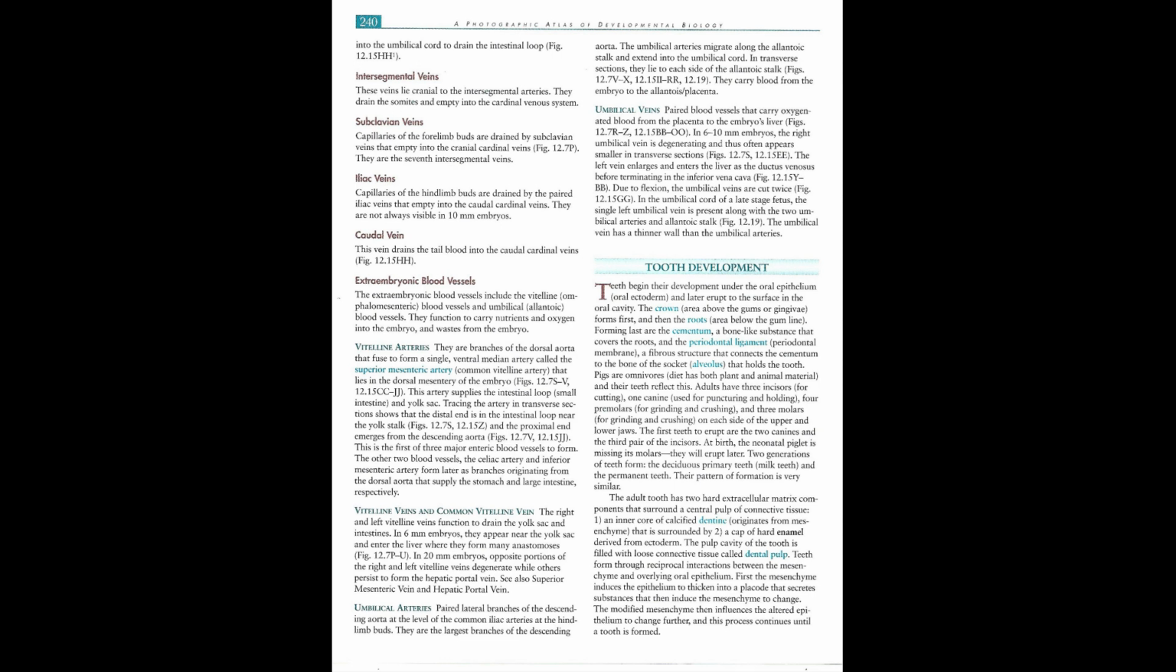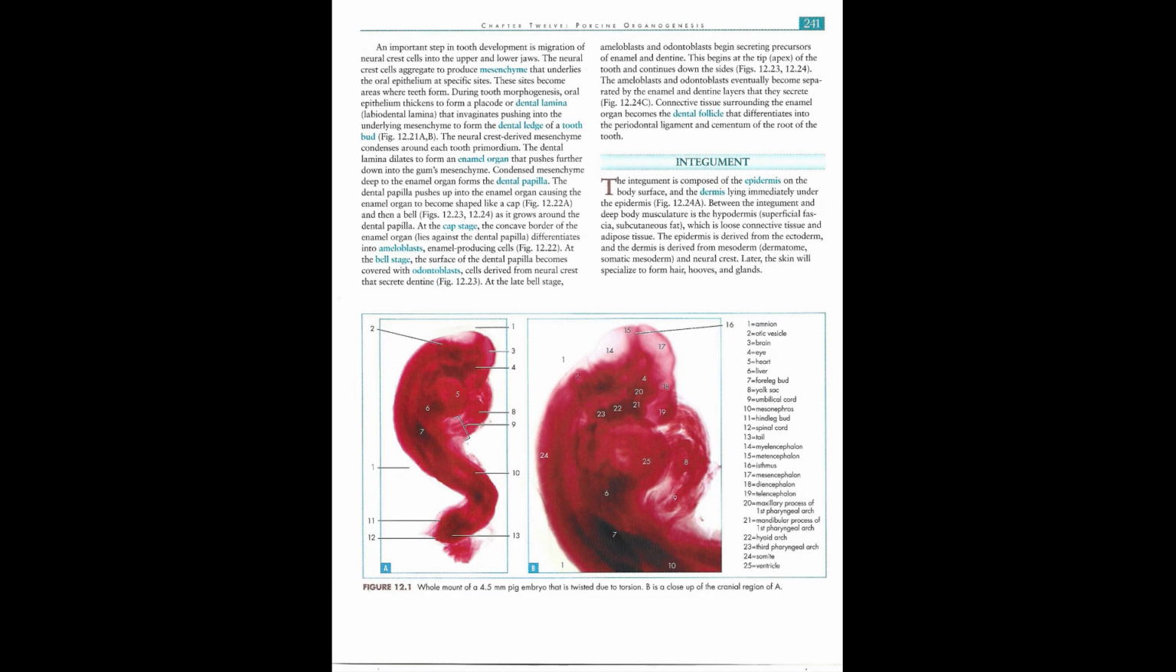Teeth form through reciprocal interactions between the mesenchyme and overlying oral epithelium. First, the mesenchyme induces the epithelium to thicken into a placode that secretes substances that then induce the mesenchyme to change. The modified mesenchyme then influences the altered epithelium to change further, and this process continues until a tooth is formed. An important step in tooth development is migration of neural crest cells into the upper and lower jaws. The neural crest cells aggregate to produce mesenchyme that underlies the oral epithelium at specific sites. These sites become areas where teeth form.